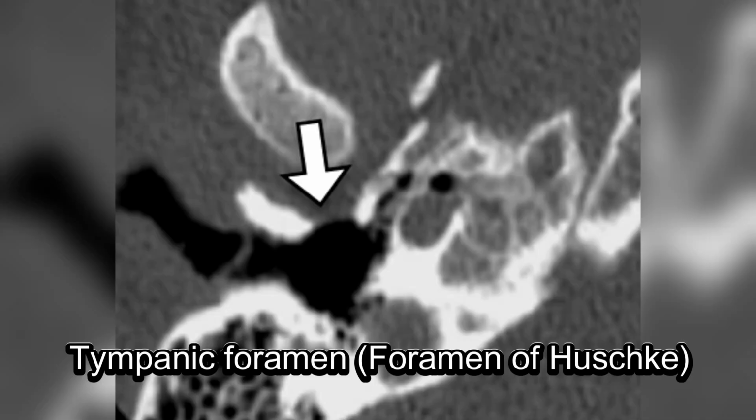The tympanic foramen, also known as the foramen of Huschke, is an anatomical variation in the tympanic portion of the temporal bone. This foramen, located in the antero-inferior aspect of the external auditory canal, persists as a permanent defect only if it remains open after 5 years of age.